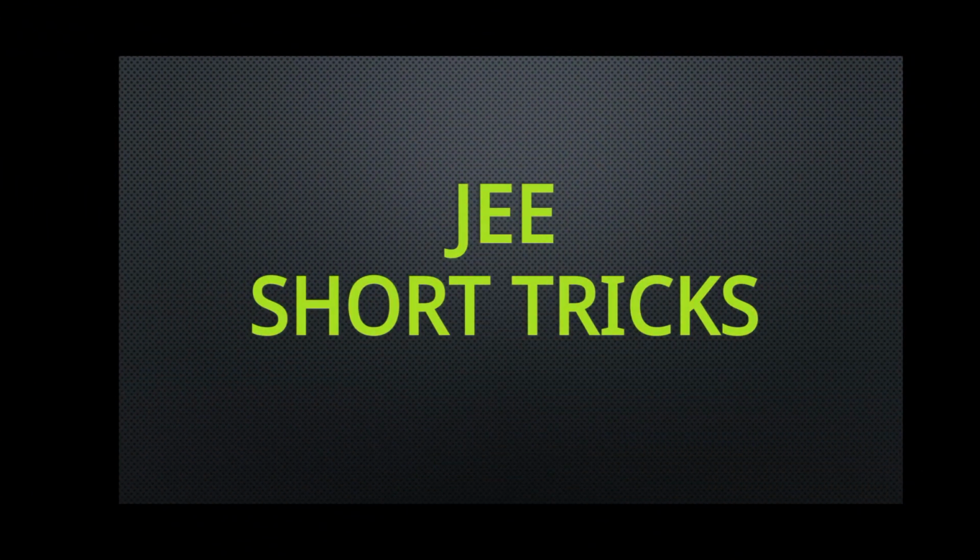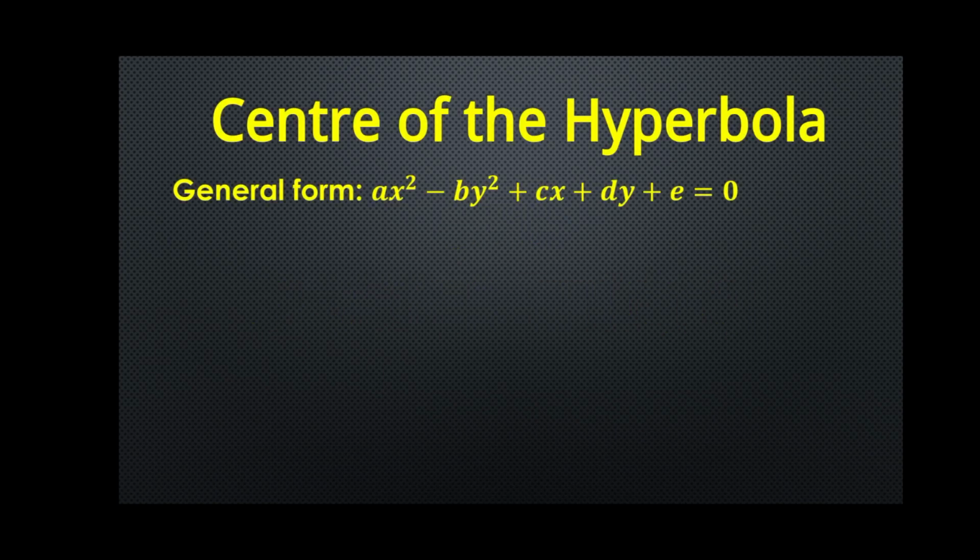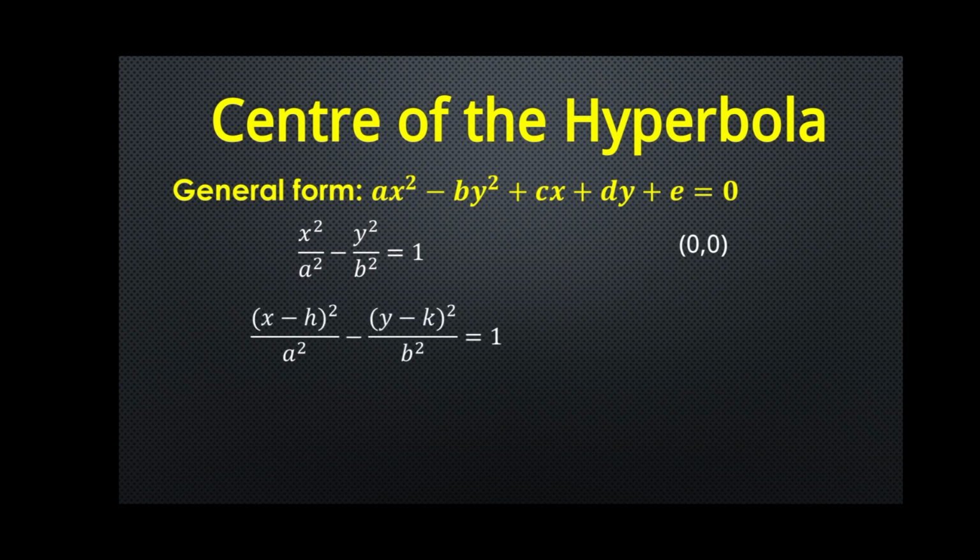In this video, I will discuss the shortcut to find the center of the hyperbola whose general form is ax square minus by square plus cx plus dy plus e equal to 0. The center of x square divided by a square minus y square divided by b square equal to 1 is 0, 0. Similarly, the center of x minus h the whole square divided by a square minus y minus k the whole square divided by b square equal to 1 is h, k.